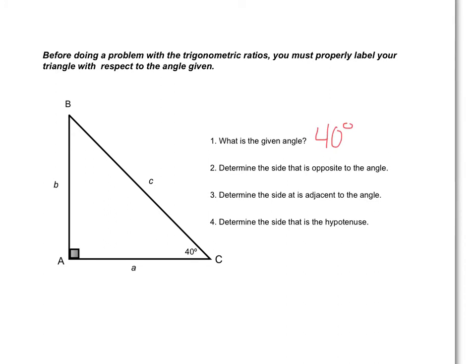Now, what side is opposite the 40 degrees? Well, opposite means across from the angle, so that means side B is the opposite.